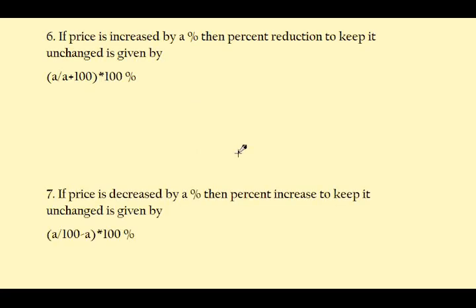Now these two are again very important proofs. If price is increased by A%, then the percent reduction required to keep it unchanged is given by A upon A plus 100 into 100%. Similarly, if price is decreased by A%, then the percent increase to keep it unchanged is given by A upon 100 minus A into 100%. This is used where questions ask, if one factor is decreased, how much should the other factor increase to keep it stable, or if one factor is increased, how much should the other be decreased. This would be very much required in those.